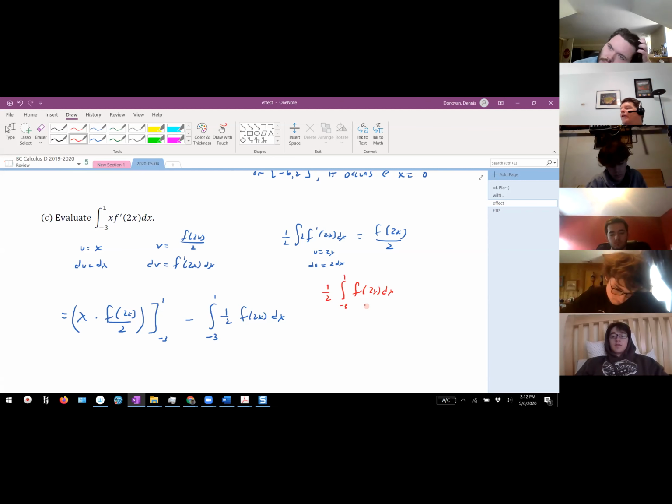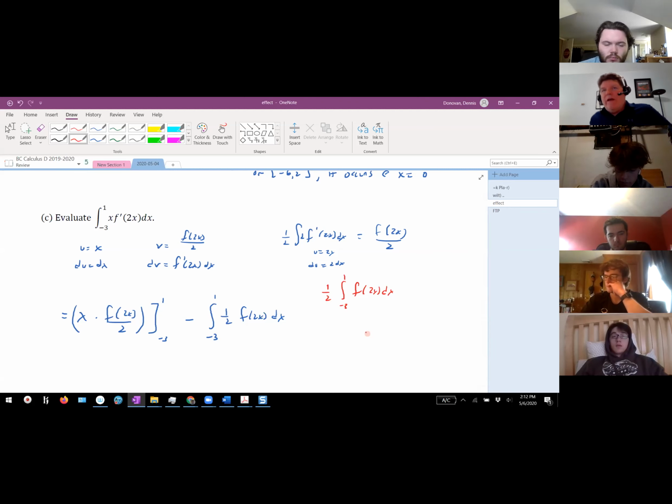So I don't even know what the graph of f of 2x looks like, and I definitely don't know what the antiderivative of f of 2x is. So my best bet is to make the integrand look like f of x so I can then use the graph I have, isn't it?